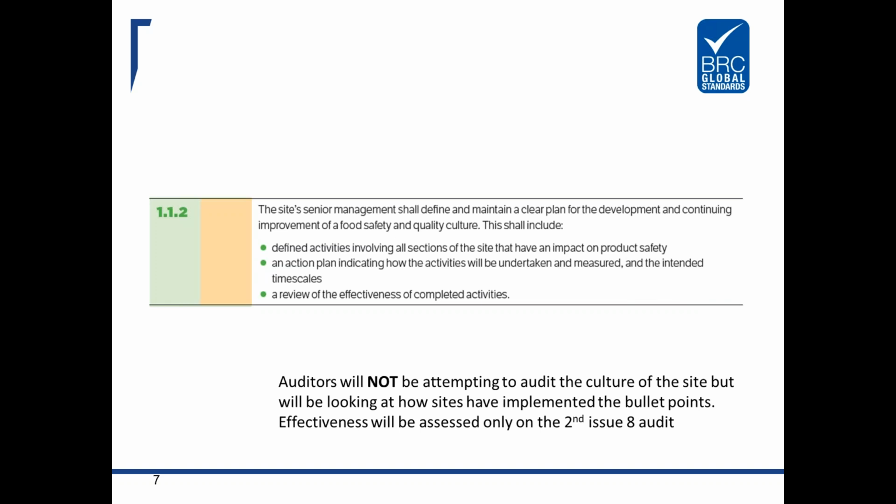Site senior management, we know that, will have a plan for the development and continuing improvement of the food safety and quality culture. So again, this is going to be a discussion with senior management. Remember, there are a number of steps that you need to engage in. One is you need to understand a little bit about food safety culture, quality culture, organizational culture. Second, you need to have some mechanism of measurement. There are a whole bunch of different mechanisms. BRC has the culture module. If that's of interest, there are a number of others. We don't require any one particular to be done, but you need to have a measuring tool.